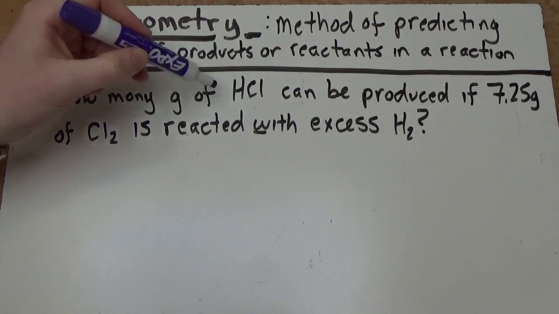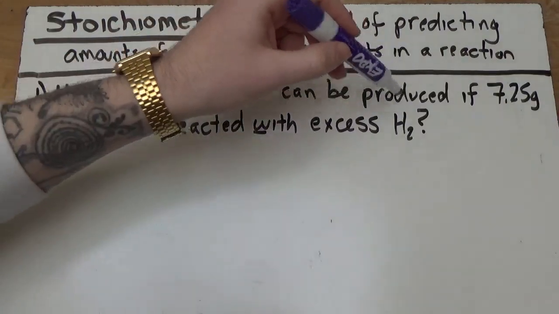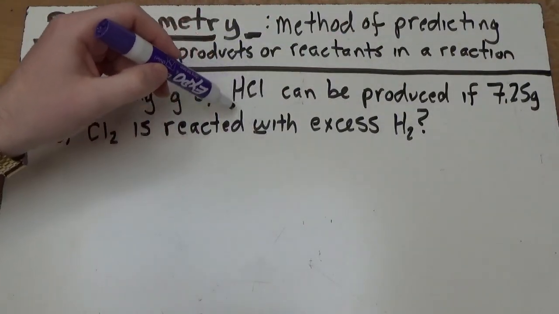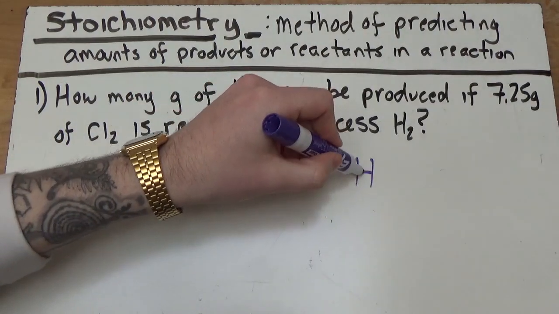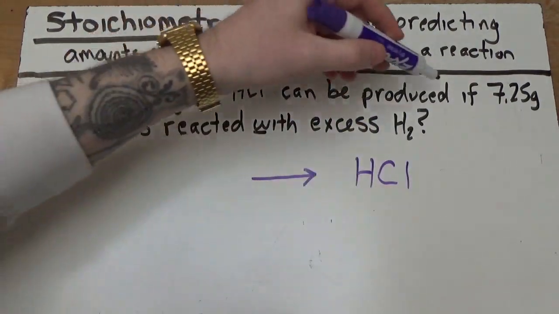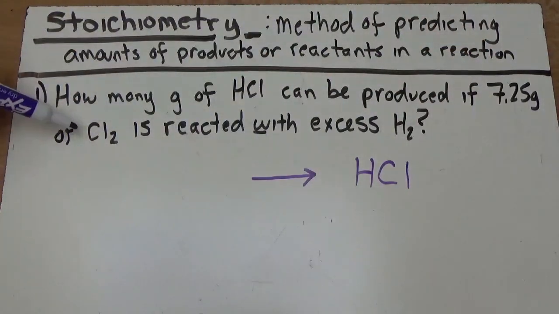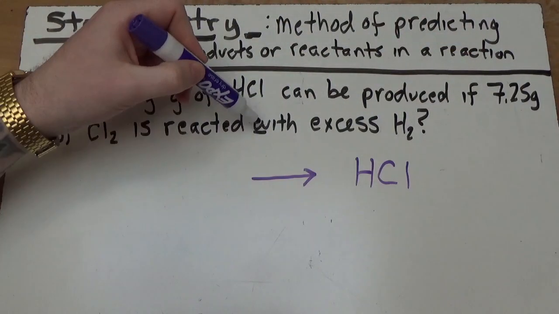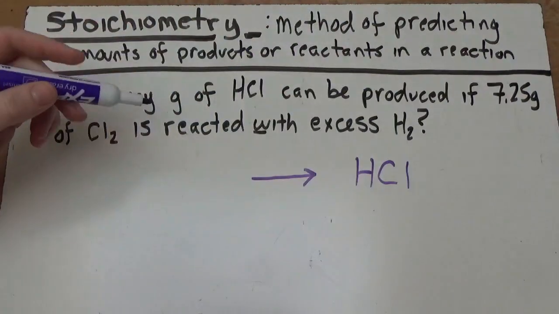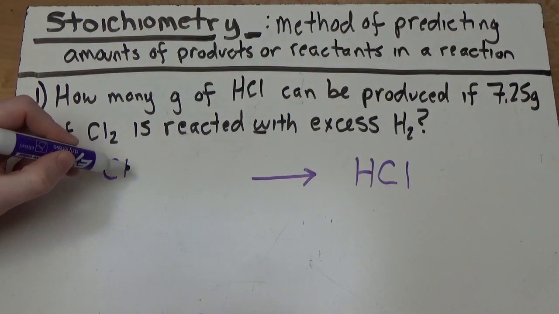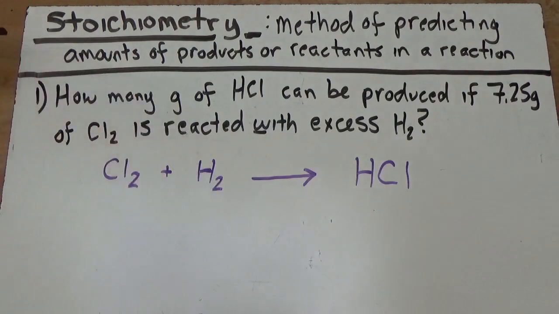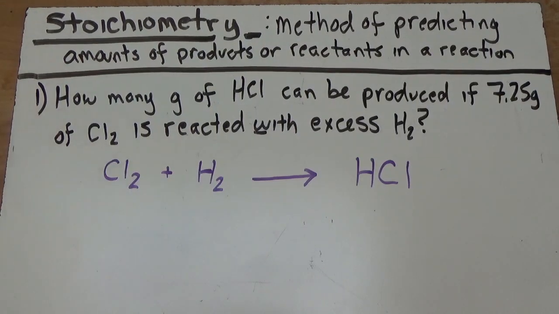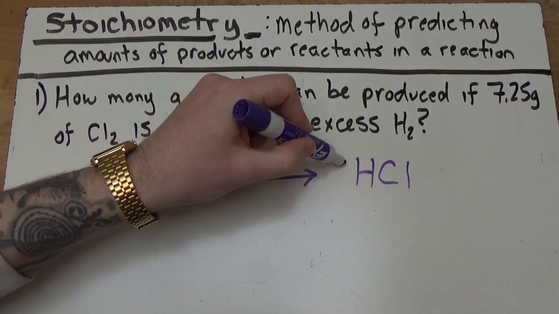How many grams of HCl can be produced? This tells me that HCl is going to be my product. If 7.25 grams of Cl2 is reacted with an excess of H2. So my reactants are Cl2 and H2. Now we need to balance this reaction, but since this is a pretty simple one, I'm just going to go ahead and do it for you. Here we go.